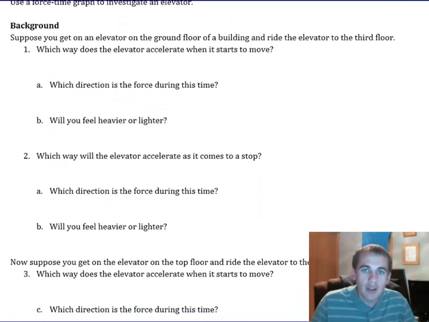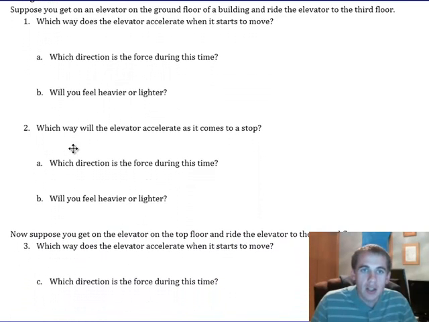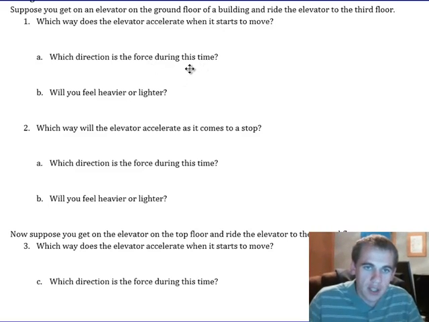The background here, I think everybody did okay on. Okay, you get on an elevator on the ground floor and it's moving up. Which way does the elevator accelerate when it starts to move? Well, if you're going from rest to moving and you're going up, then it accelerates up. And if it's accelerating up, then the force is up. And if the force is up, you're going to feel heavier.